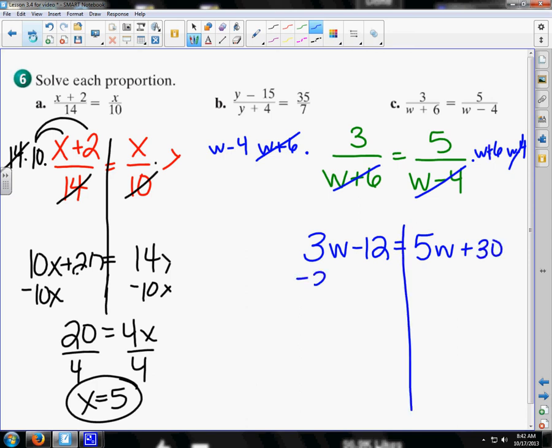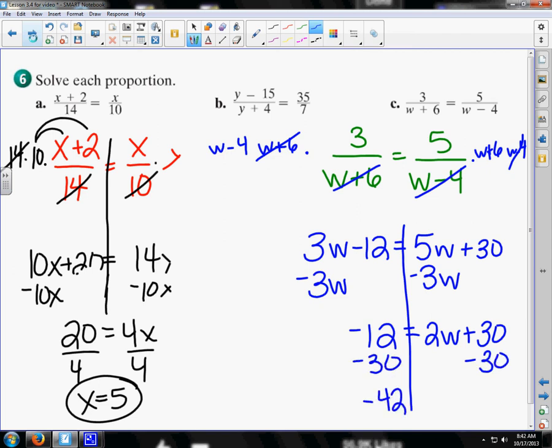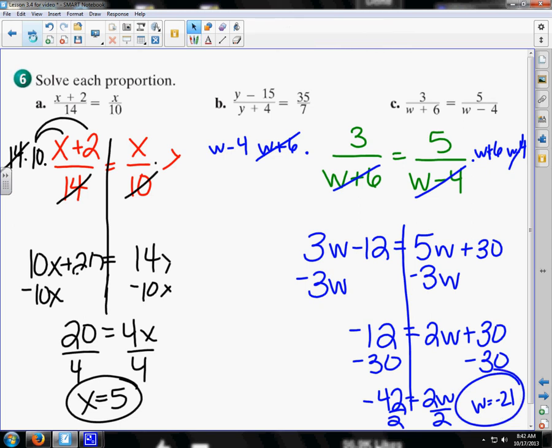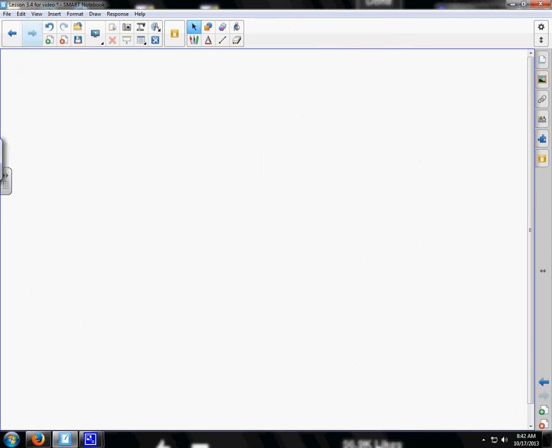So then I'm going to minus 3w. So then I get negative 12 equals 2w plus 30. And then I minus 30. So I get negative 42 equals 2w, and then I divide by 2. So w equals negative 21. All right, that's it for your notes.